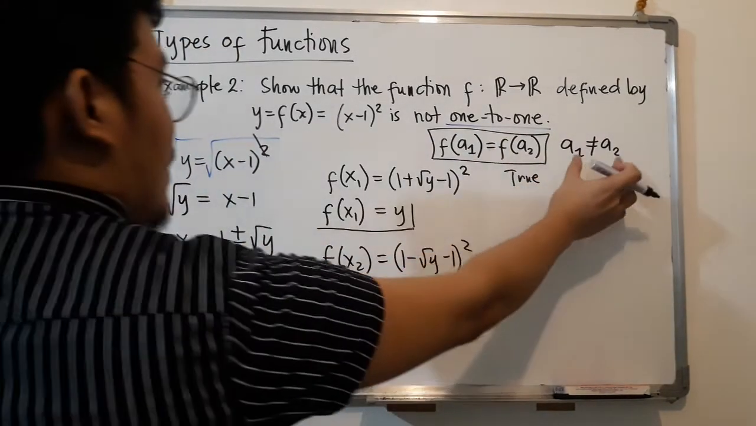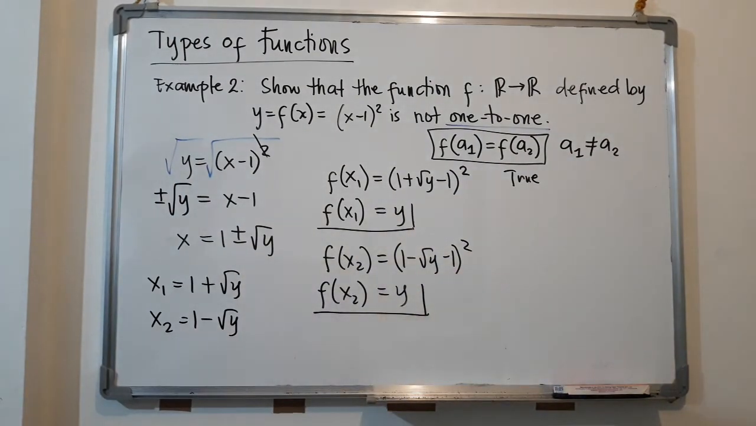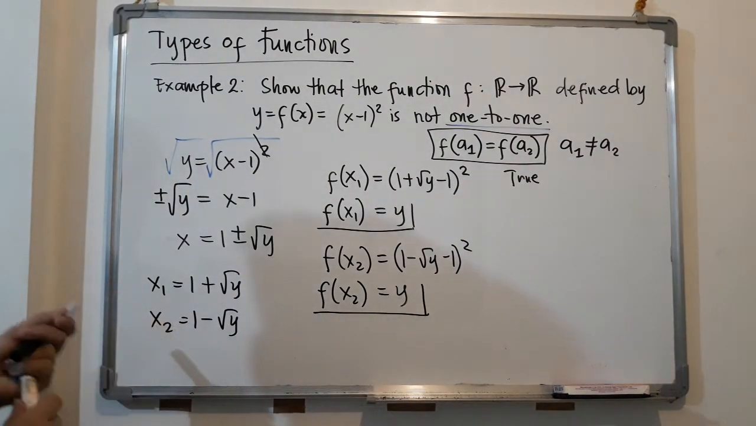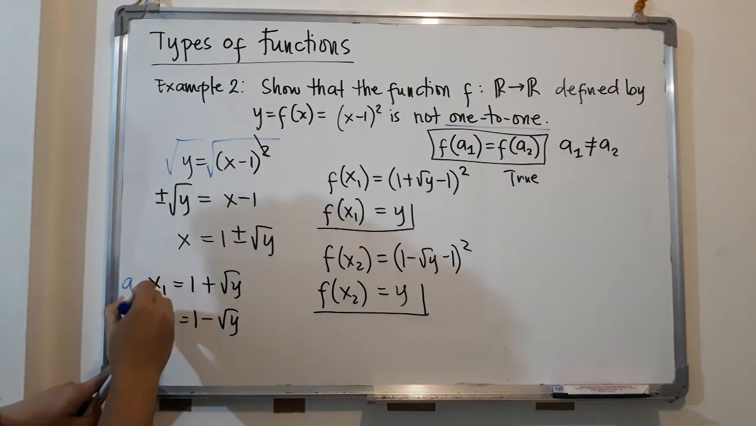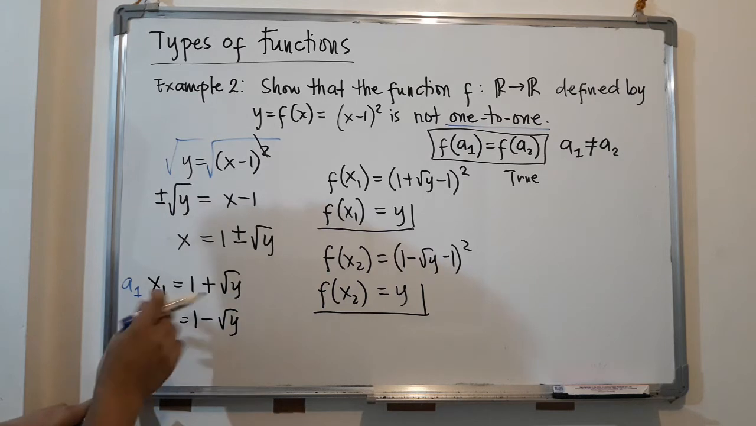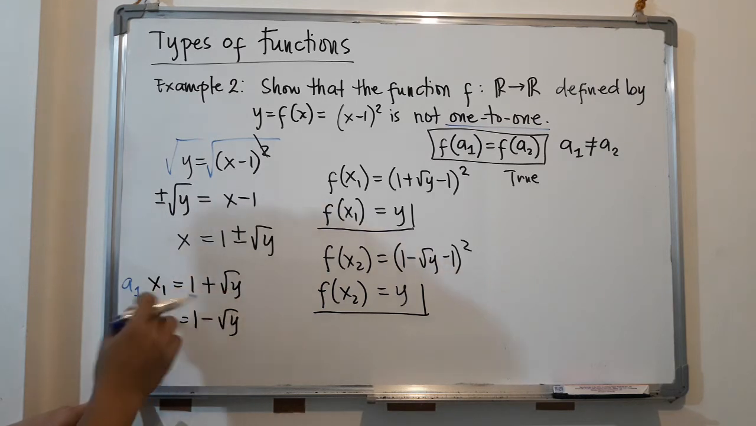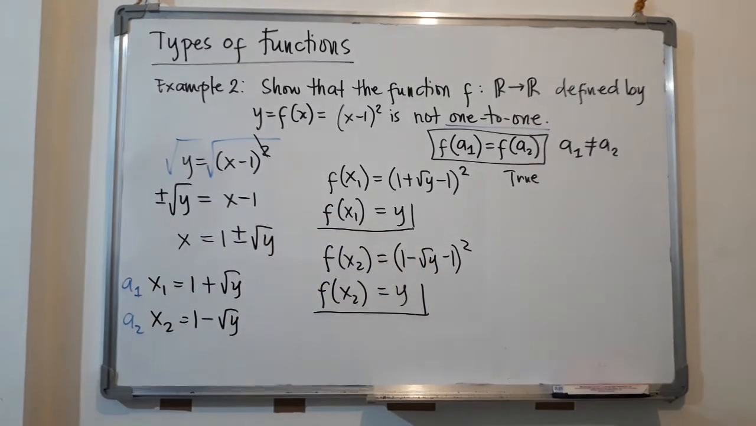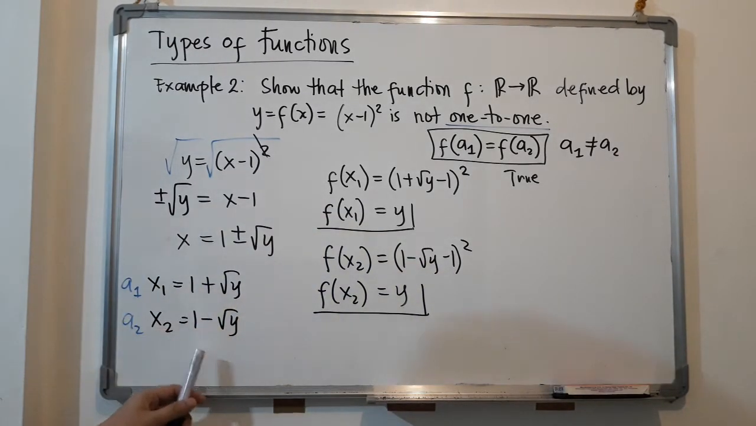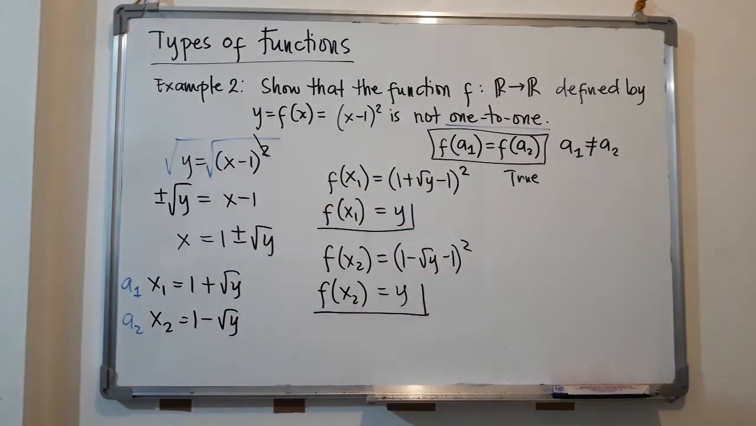But examine a sub 1 and a sub 2. So we have this. This is our specific expression for a sub 1, and a specific expression for a sub 2. And these two are not equal. Therefore, this function is not 1 to 1.